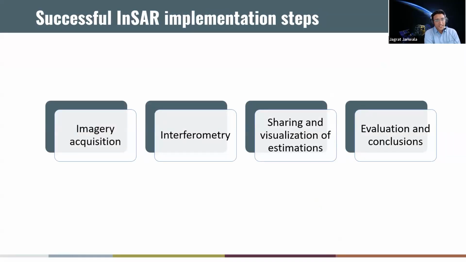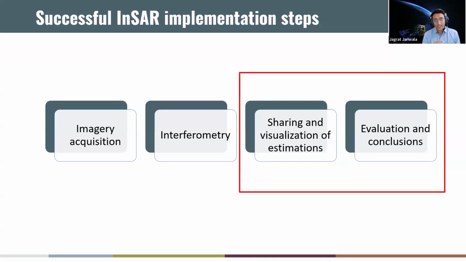Now, for successful InSAR implementation, there are 4 key steps. First is acquisition of all this imagery. Second is performance of interferometry on that imagery to come up with movement estimates. Third is sharing and visualization of those estimates. And then fourth, evaluating and drawing conclusions with respect to the civil engineering problem at hand. In today's webinar, we are going to focus on steps 3 and 4, which are more relevant to civil engineers.